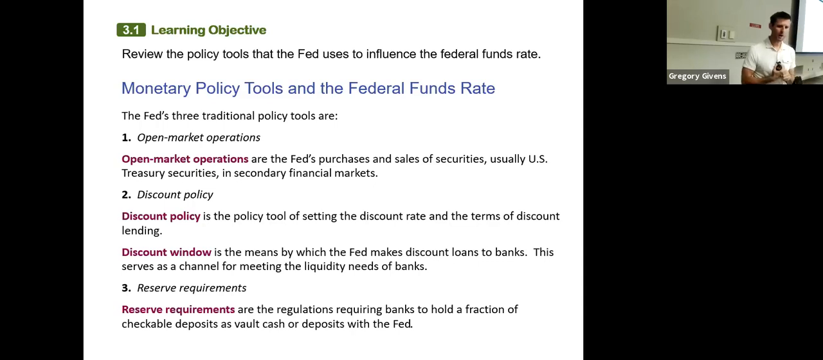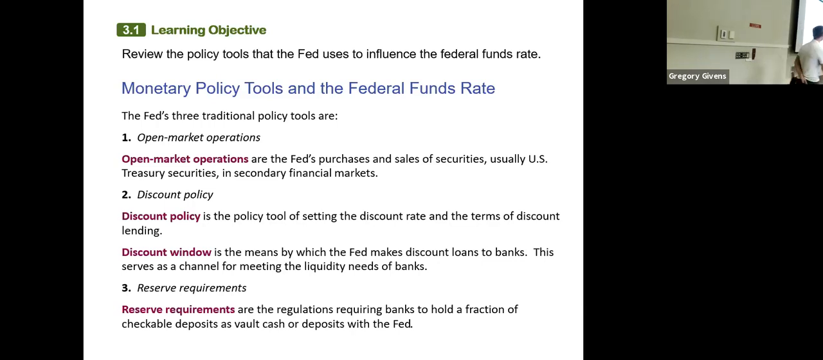All right, the first policy tool that I want to review are these things called open market operations. Now let's be real clear about what we mean by this. What is the actual definition of an open market operation? That's the Fed's purchases or sales of securities, usually treasury securities, of different maturities, short-term treasury bills or longer-term treasury bonds in secondary financial markets.